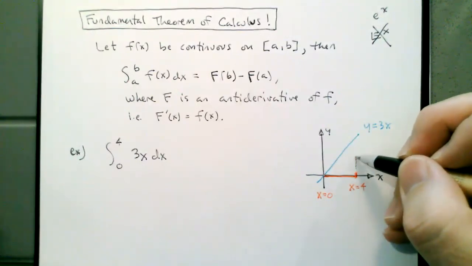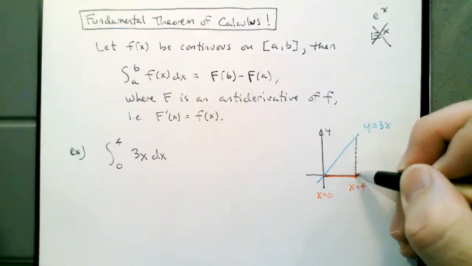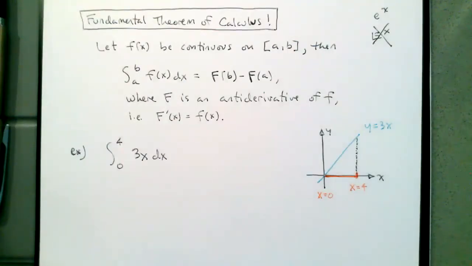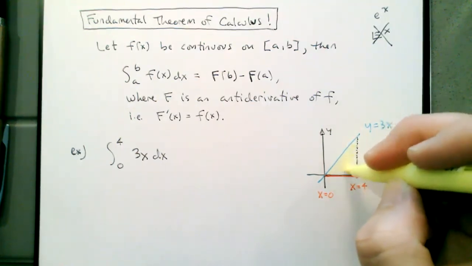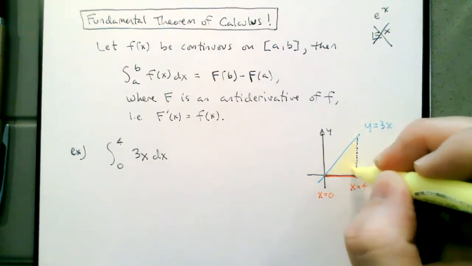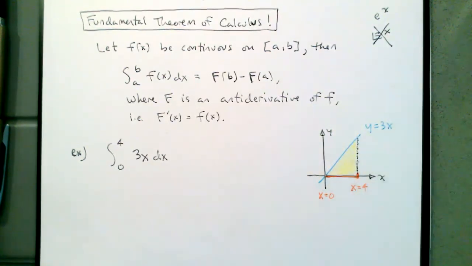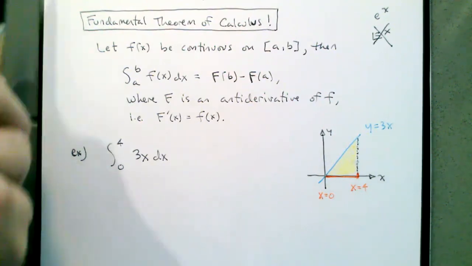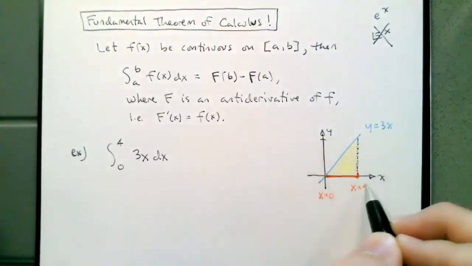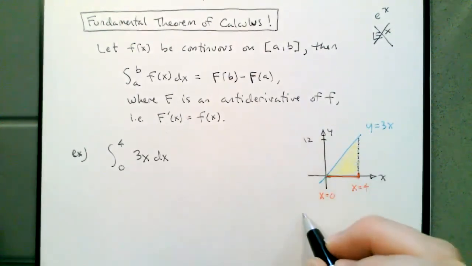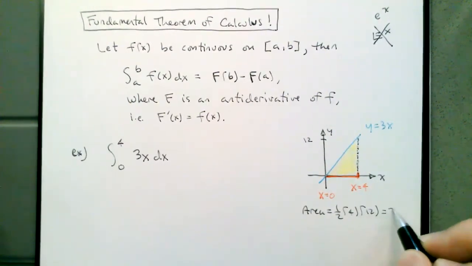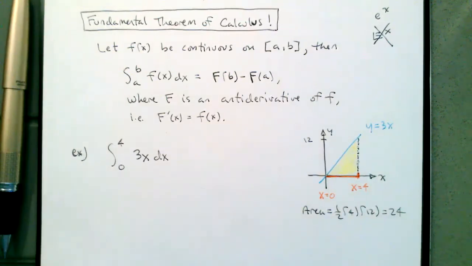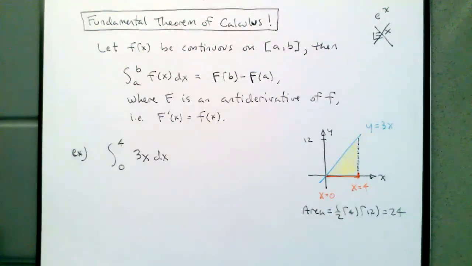And now you can see why I picked a line, so that we can just find the area. We just want to find the area of this triangle. So now we know what we're headed for. 4 times 3 is 12, and the area is one half the base times the height. So we know the answer is supposed to be 24. Let's make sure that this antiderivative business gives us the 24 that we're looking for.